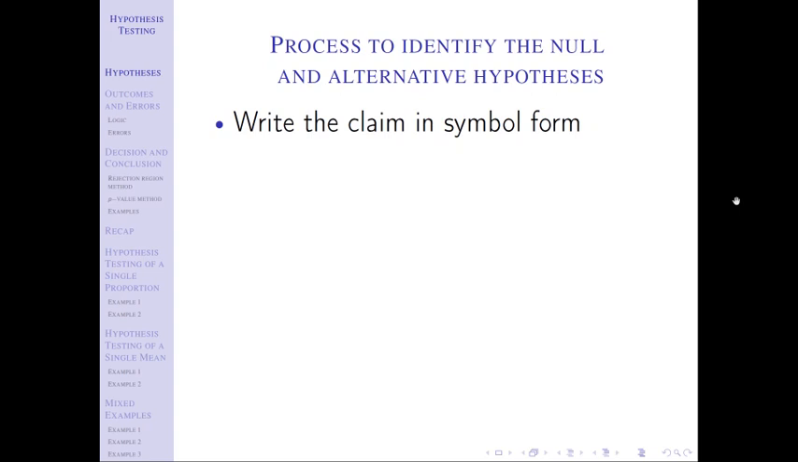All of our claims in symbol form are going to have three pieces. In this chapter, we're going to have claims that have three pieces. They're going to start off with a parameter, because every hypothesis has to have a parameter. It's going to have some mathematical operator that's either equals, greater than or equal to, less than or equal to, less than, greater than, or not equal to. So some form of it equals this, it's less than this, whatever. And then the third piece is it's going to have some number.